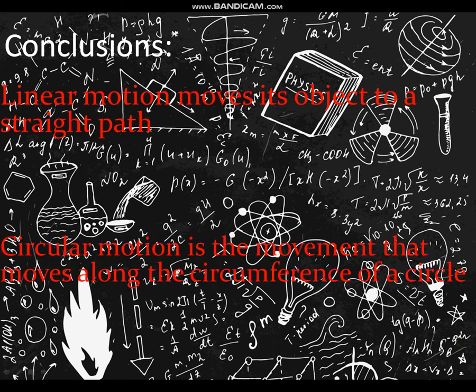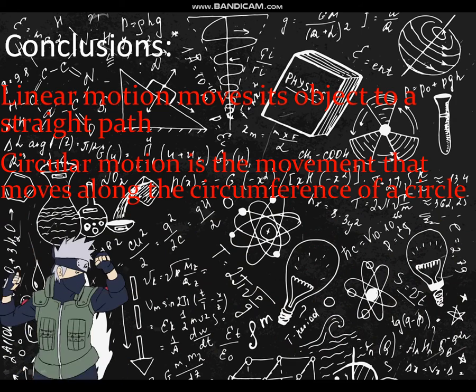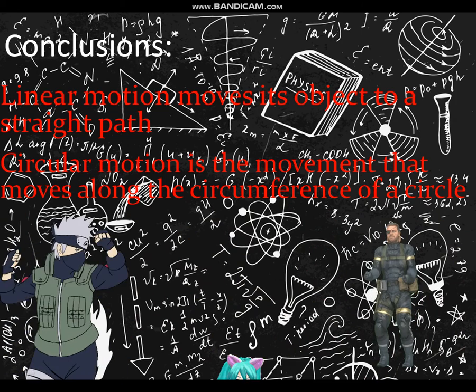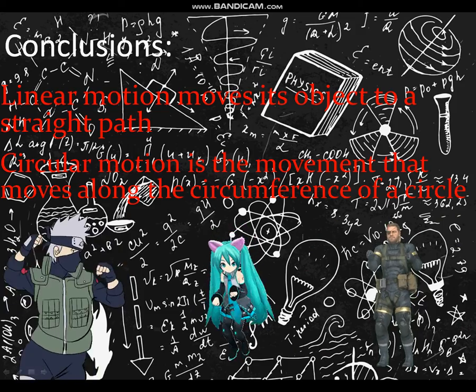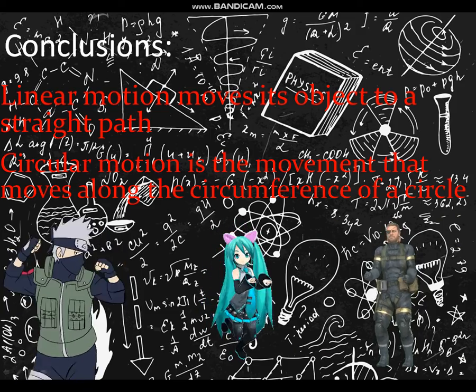Finally, we could conclude that linear motion moves its object in a straight path, while circular motion is a movement that moves along the circumference of a circle.